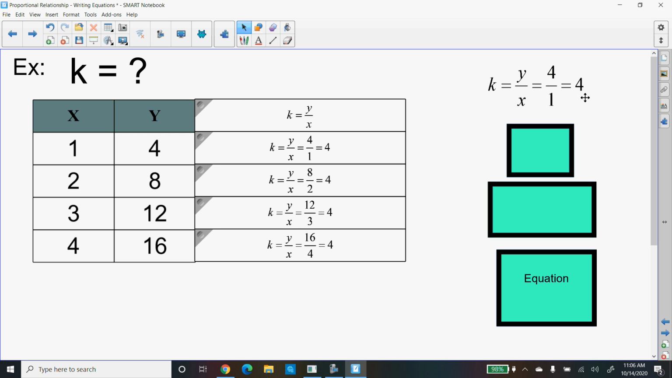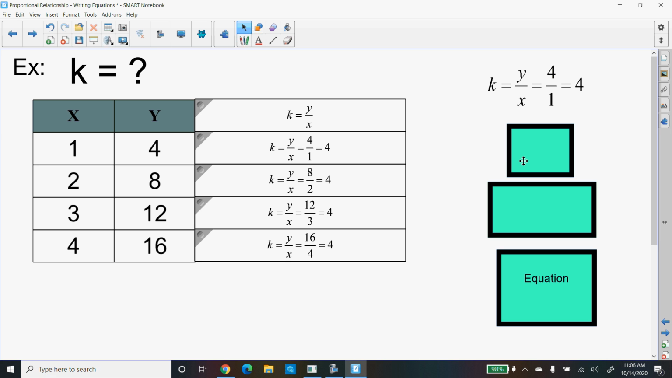So that's interesting. Also, I want you to notice when the x value is 1, you already know what the y value is going to be, because that's your constant of proportionality. It's 4. So that's a good way to tell the constant of proportionality without doing all your division. Find where the x value is 1, and that y will be your constant of proportionality.